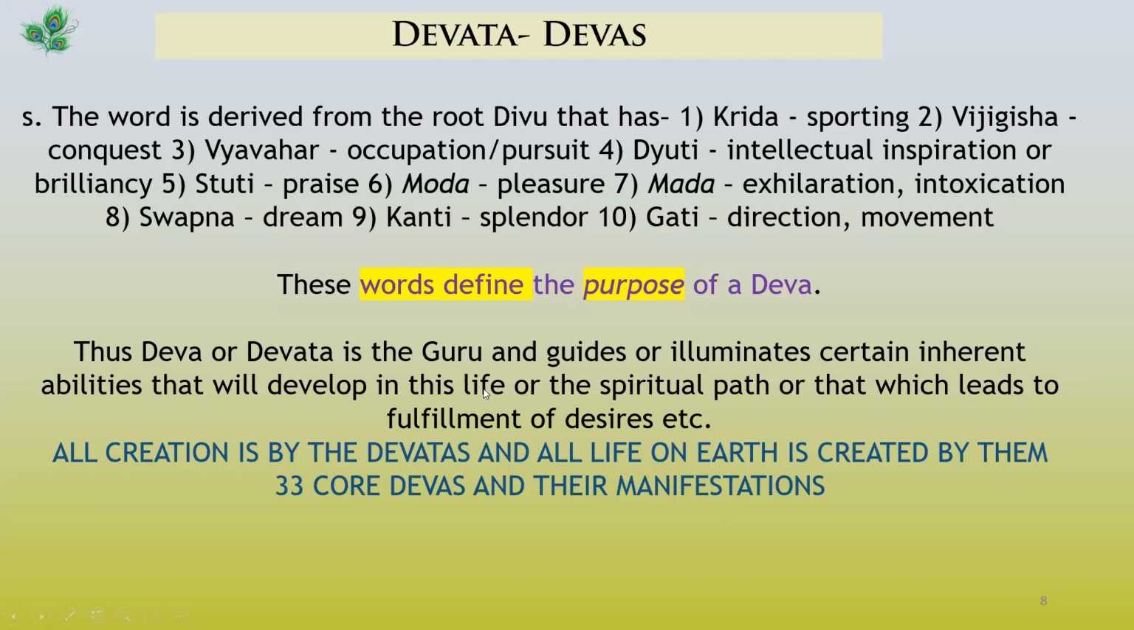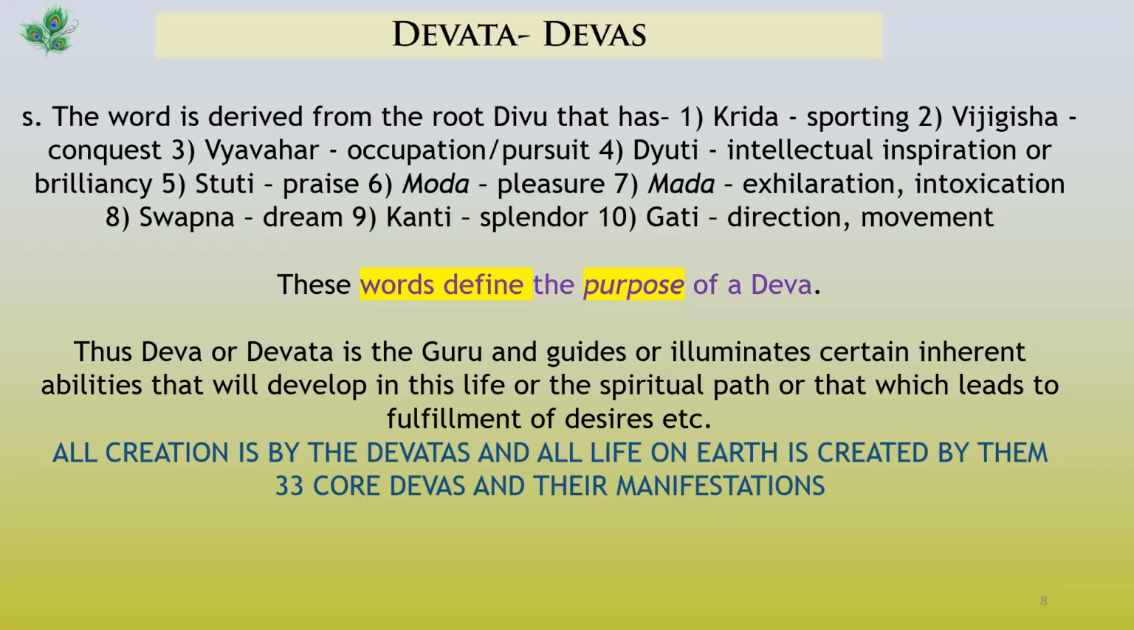Now, the word deva is from divu in Sanskrit, which is the light, the divine light. And the reason we need them is to give us sport, the krida, the vijigisha, the conquest, to be able to overcome obstacles. It's our occupation and pursuit. What are we meant to do, as guiding figures? For duty, for intellectual inspiration and brilliancy, for stuti, for praising, for gaining praise, pleasure, exhilaration, intoxication.